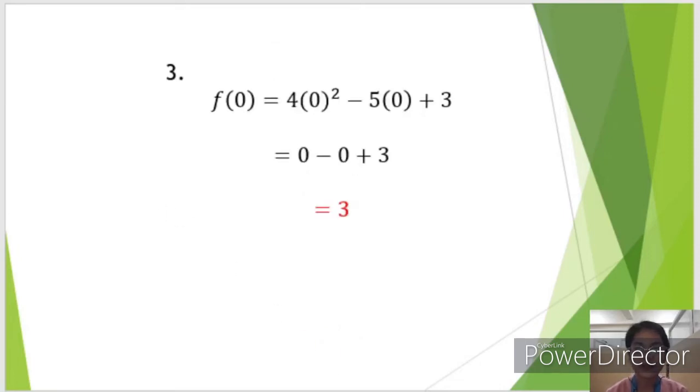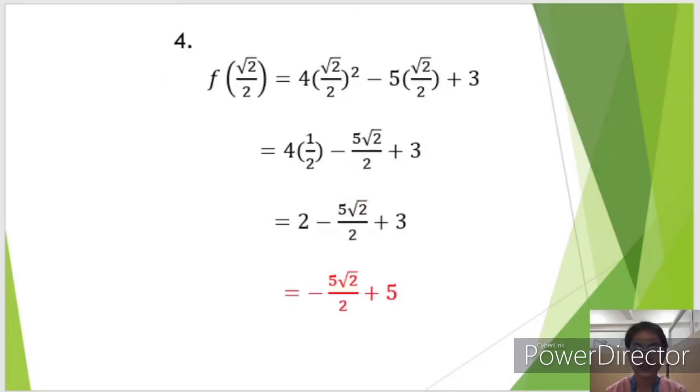Next, example number 3. F of 0. So, all of the x in the function, you need to substitute by 0. So, we have 4 times 0 squared minus 5 times 0 plus 3. So, 4 times 0 is 0. So, 0 na rin si 5 times 0, plus 3. So, the answer is 3.